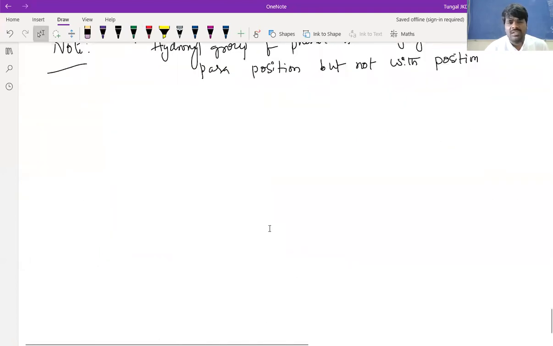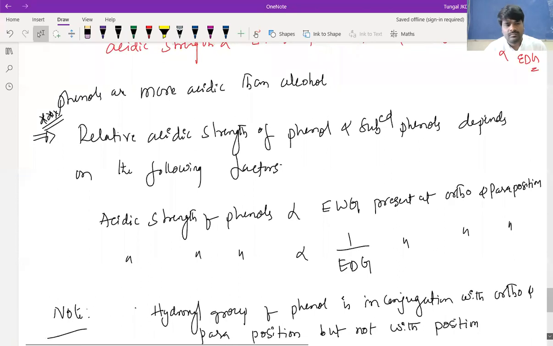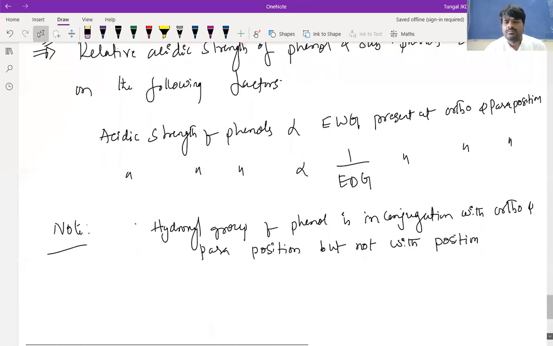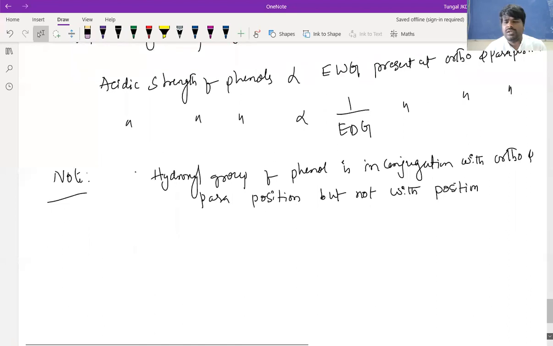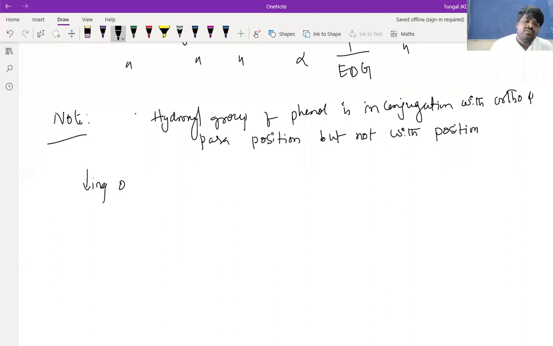Hence we say the hydroxyl group is in conjugation with the ortho and para positions, but not with the meta. So what does it mean? If you are talking about the decreasing order of acidic strength of phenol and phenol derivatives, phenol and substituted phenols.